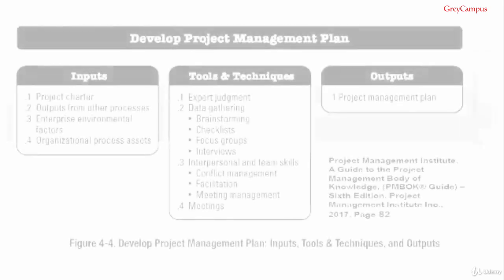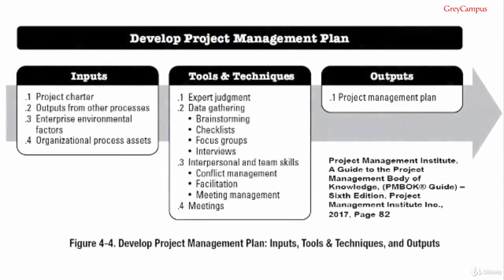And lastly, we come to the outputs from the develop project management plan process. Naturally, the main output is the project management plan. This describes how the project will be executed, monitored and controlled, and closed. It integrates and consolidates all the subsidiary management plans and baselines and other information necessary to manage the project. The needs of the project determine which components of the project management plan are needed.